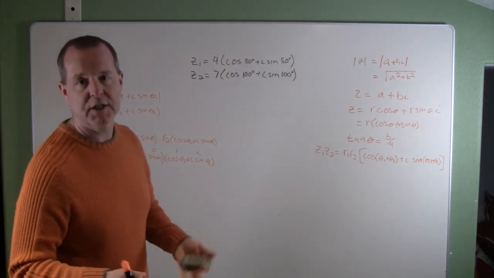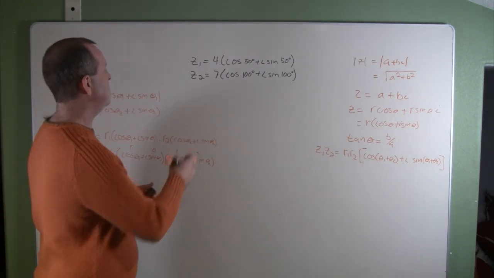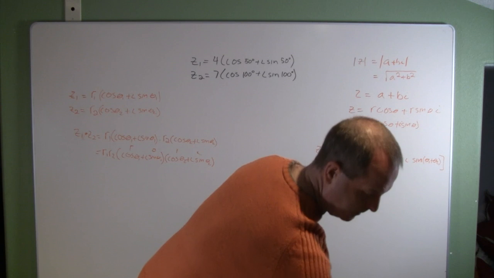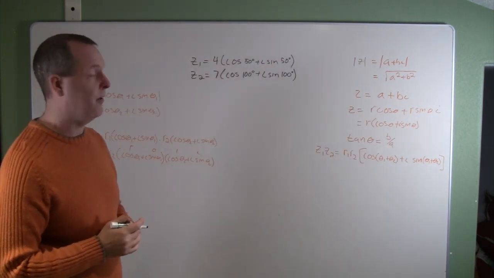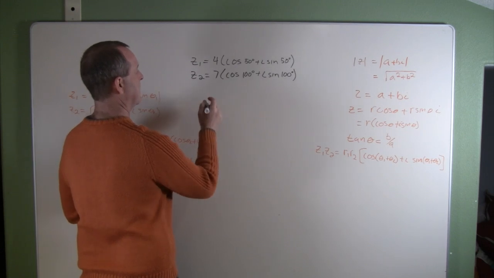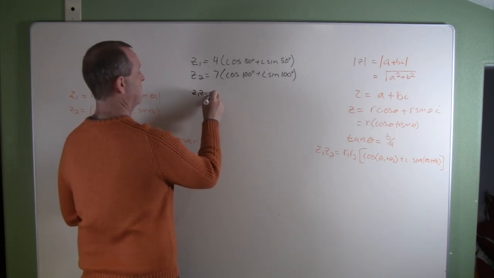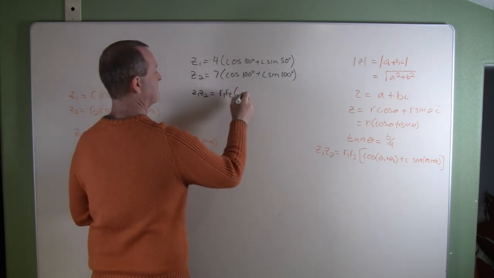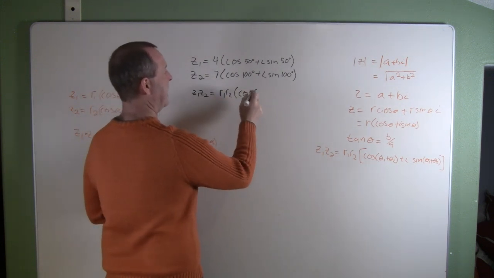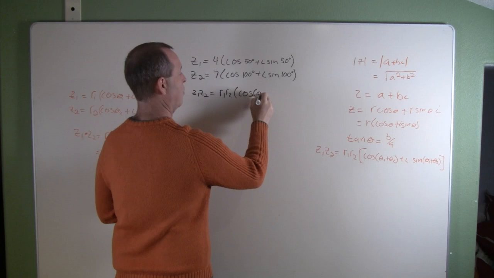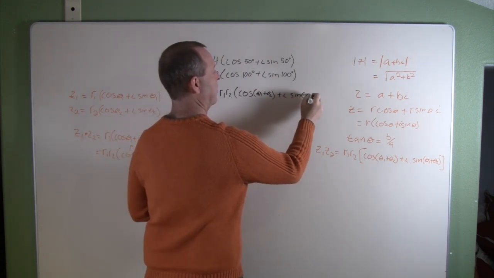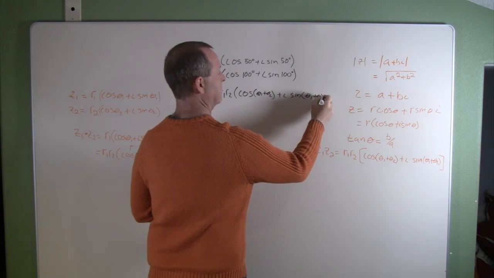Let's look at that in action. I have two specific points on the polar plane, and I want to multiply those together. So z1 times z2 equals the product of the moduli, r1 times r2, and then cosine, where I'm going to add the arguments, theta 1 plus theta 2, plus i times sine of theta 1 plus theta 2.